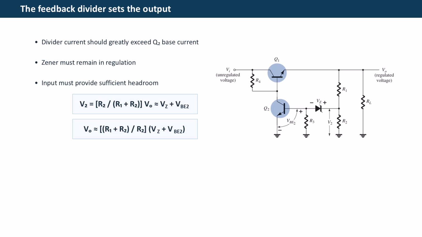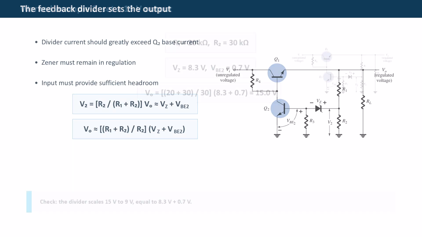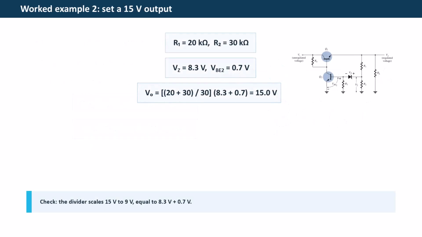Rearranging the divider equation gives the output setting relation. The result depends on the stated assumptions. Substitute the resistor values and reference voltages. The output is 15 volts. As a consistency check, the divider produces 9 volts at the comparison node, matching the Zener voltage plus the base emitter voltage.